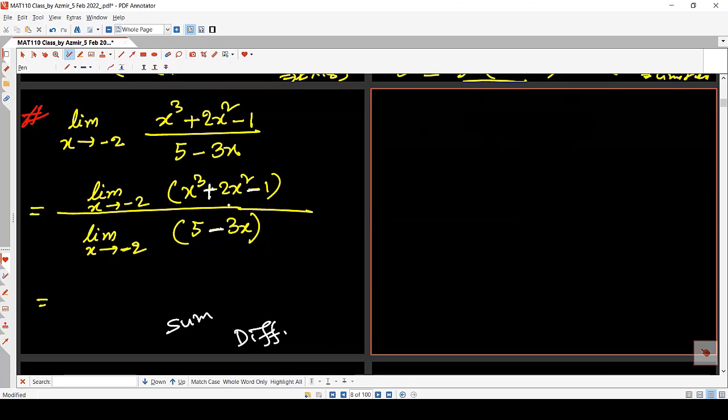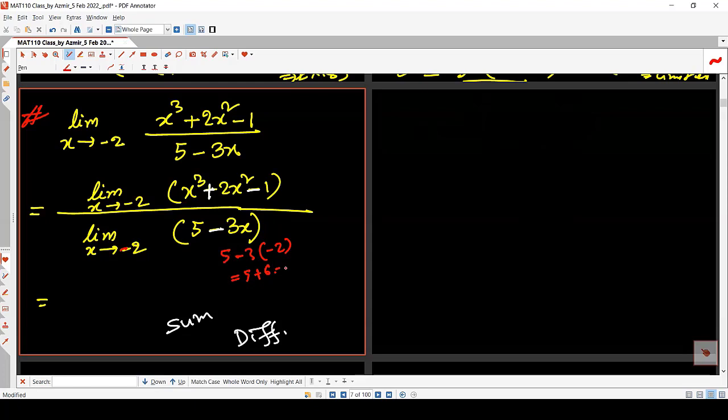So here, at first, we have to check whether the denominator becomes 0 or not. If we input -2 here, it becomes 5 - 3 times -2. That means 5 - 3 times 2, that is 6. So negative negative positive, we are getting 11. So the denominator is not 0. That means the limit is going to be a finite value. So the limit will exist.